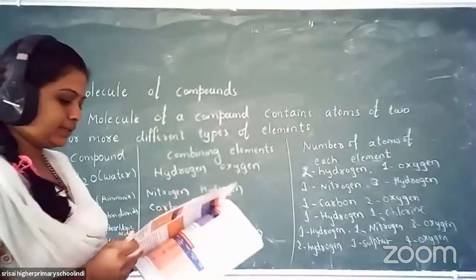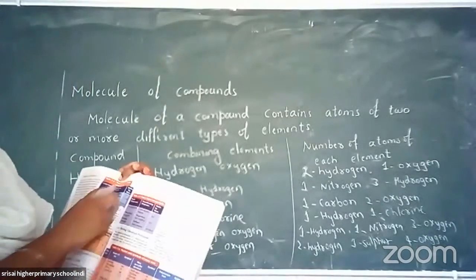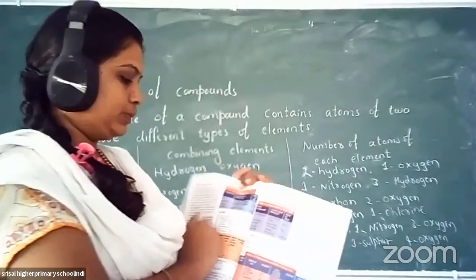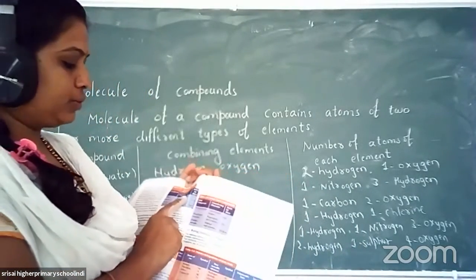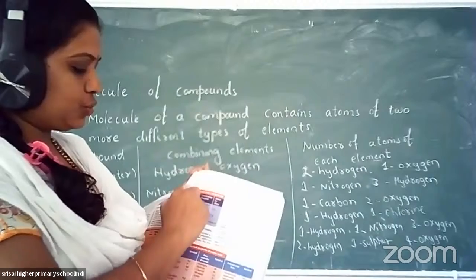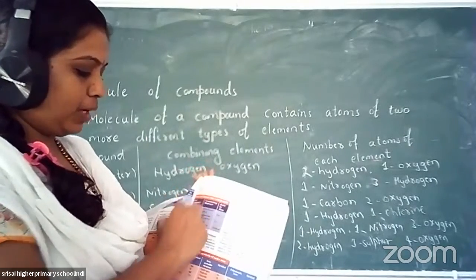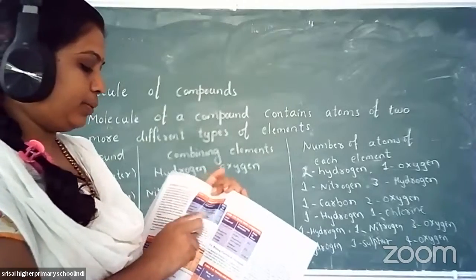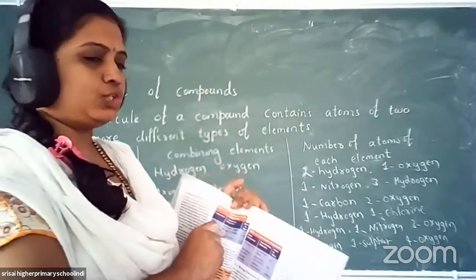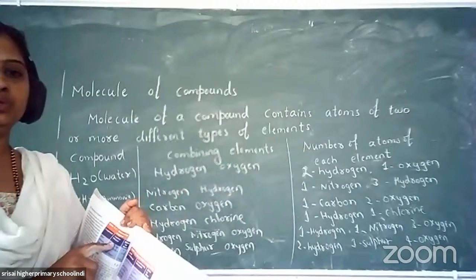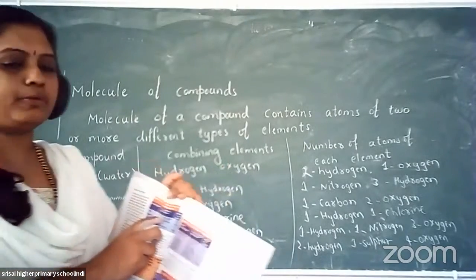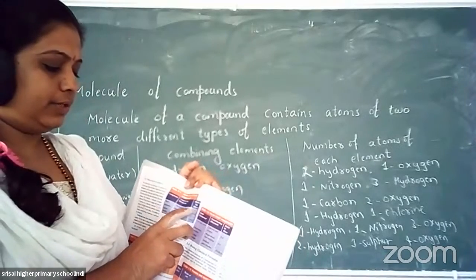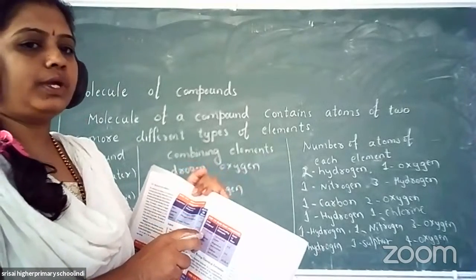Molecules of elements. In this, molecules of some compounds are there. Here water, hydrogen, oxygen. What is the ratio by mass? For example, water, ammonia, carbon dioxide. Ratio means we have to use the atomic number. The atomic number of hydrogen is 1 and oxygen is 8, so the ratio is 1 is to 8.